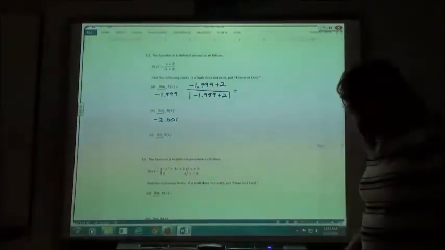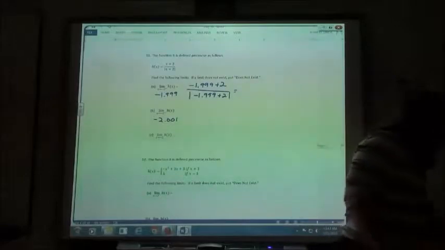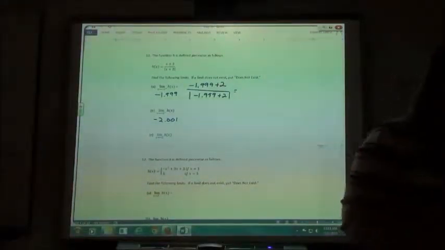I put my calculator somewhere. Must be over there.